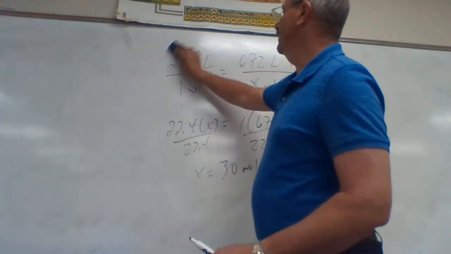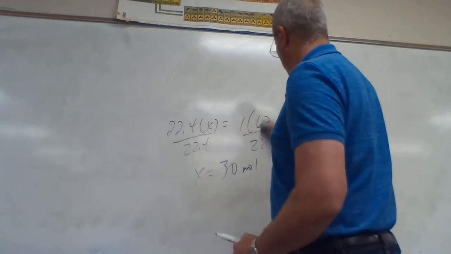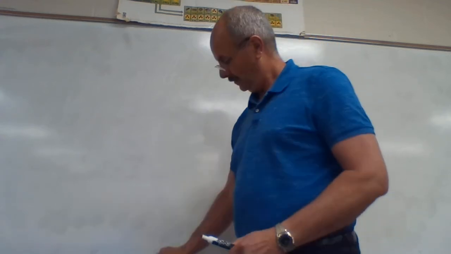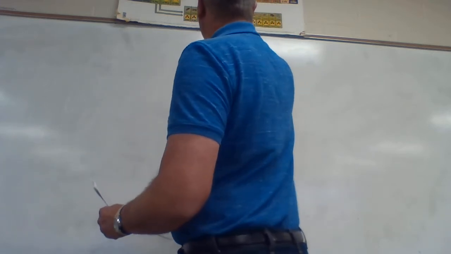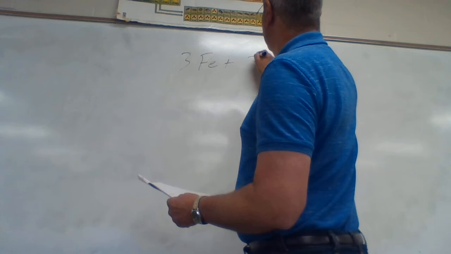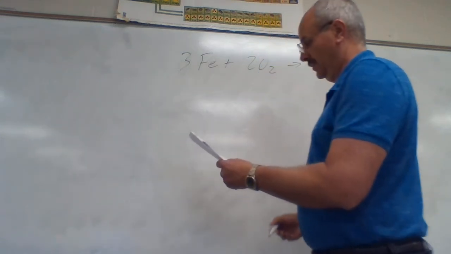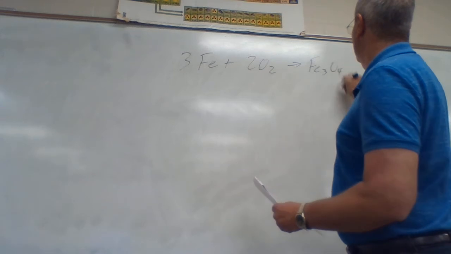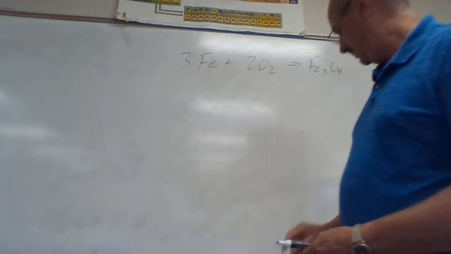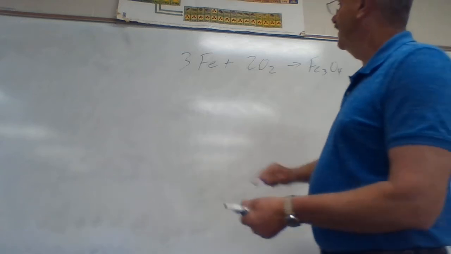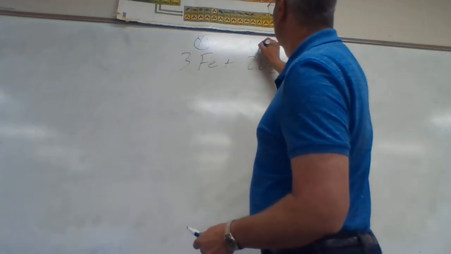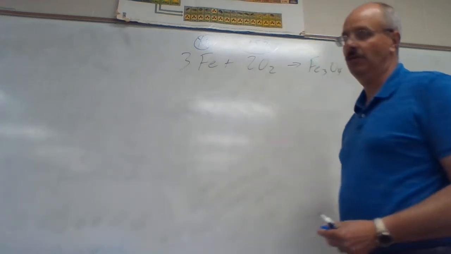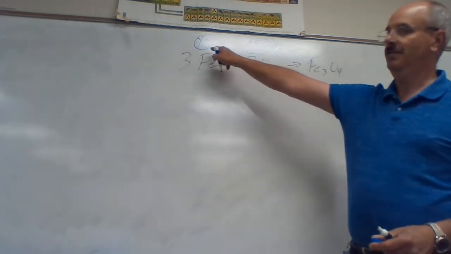All right, number 8. Number 8, now we have a balanced equation of 3 Fe plus 2 O2 forms Fe3O4. Right, and then let me change colors. And then we want to find out X grams of this, given that we have 65.2 grams of this. So this is grams to grams, because we're going from grams of this to grams of that.